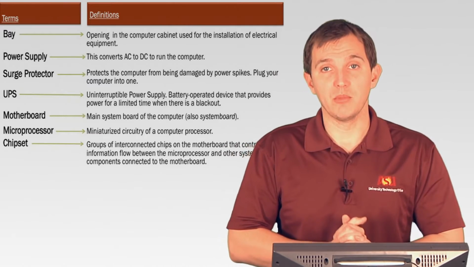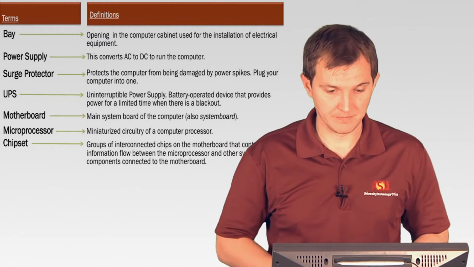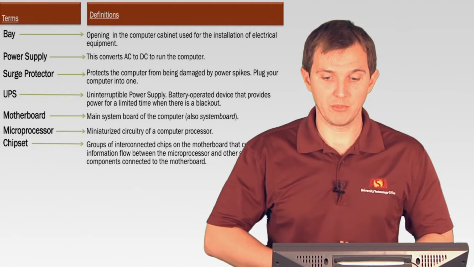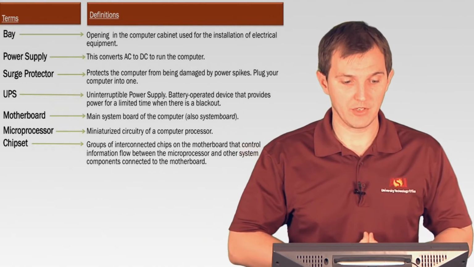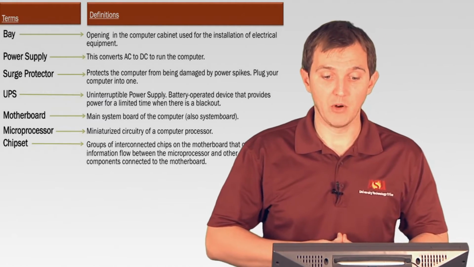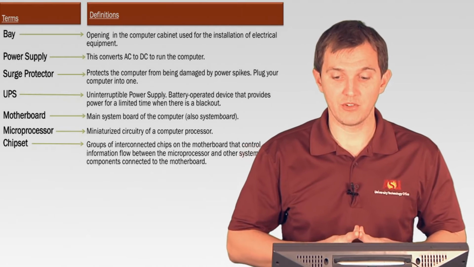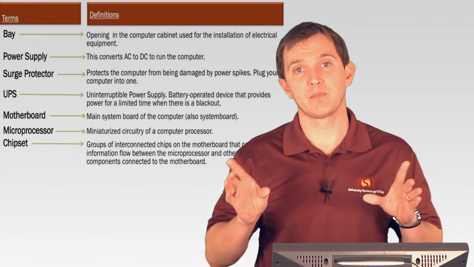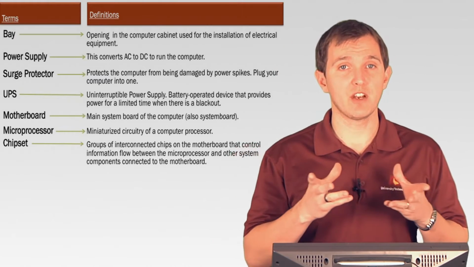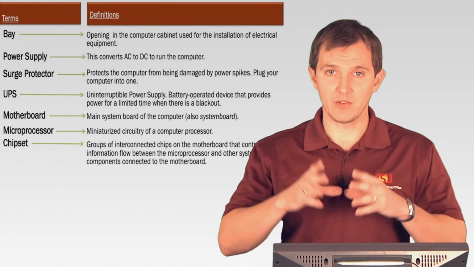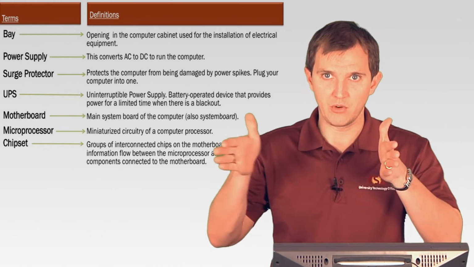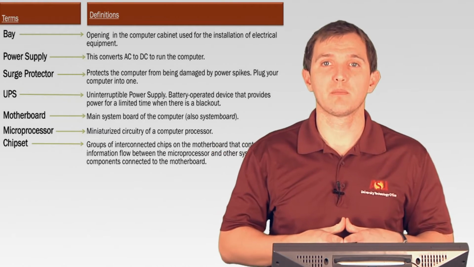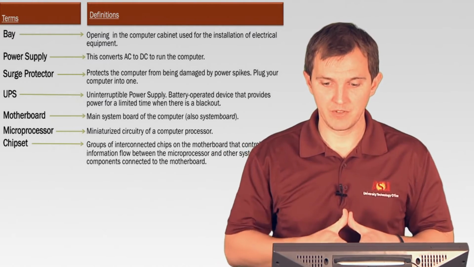So now let's talk about the physical equipment inside of a computer, including but not limited to the power supply, motherboard, and microprocessors. So here are some terms. Bay, we're not talking about Jason Bay, we're talking about an opening in the computer cabinet used for the installation of electrical equipment. That is to say, you can have a hard drive bay, you can have a CD/DVD drive bay, any kind of opening in the computer where you can plug in some kind of interface.